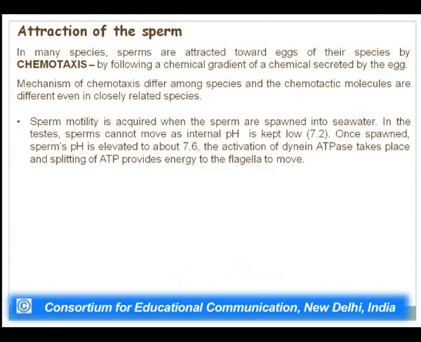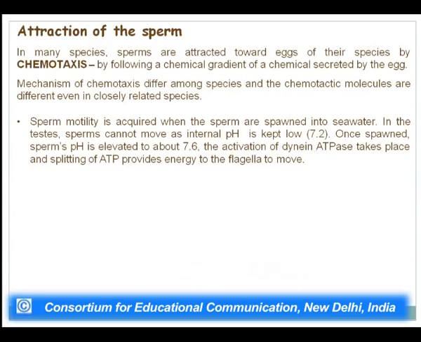The sperm motility is acquired when the sperm are spawned. This is in particular the case of sea urchin. The sperm are non-motile inside the testes or when they are released into the water, because the sperm cannot move as the internal pH is kept low. The gonadal pH in sea urchin is kept low due to the release of carbon dioxide, and at this pH the sperm is non-motile.